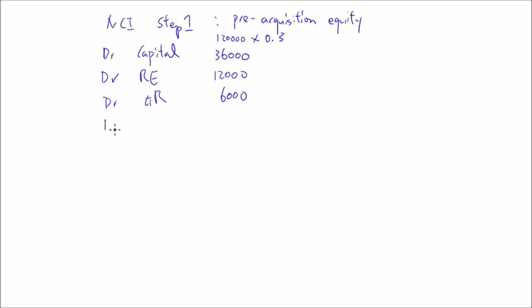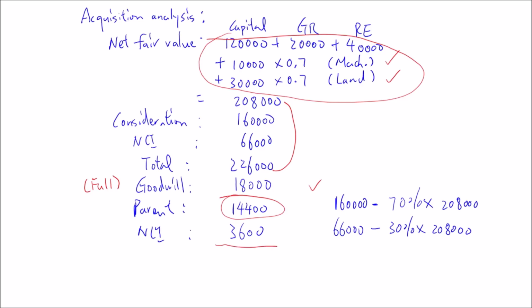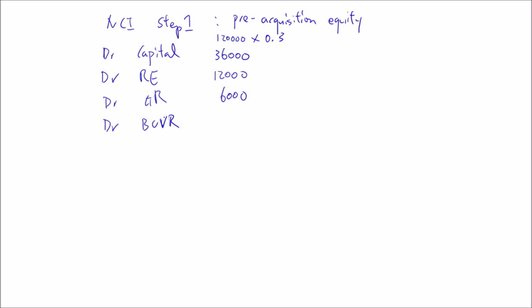But with the BCVR, you need to be a little bit more careful because the BCVR, once again, they come from a number of different assets. Remember that this is a full goodwill question, which means that you need goodwill for NCI as well as the parent company. Going back to the original question or the acquisition analysis, you can see that the amount of goodwill that you want to allocate to NCI was 3,600, and we're going to include that in the calculation here. So goodwill, 3,600. So that's the goodwill.